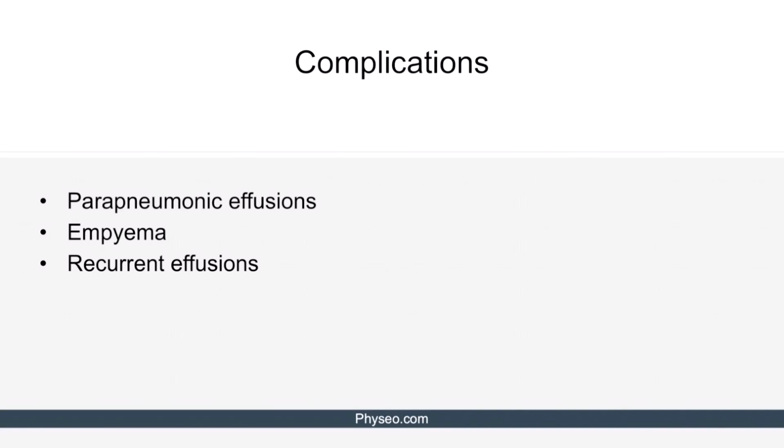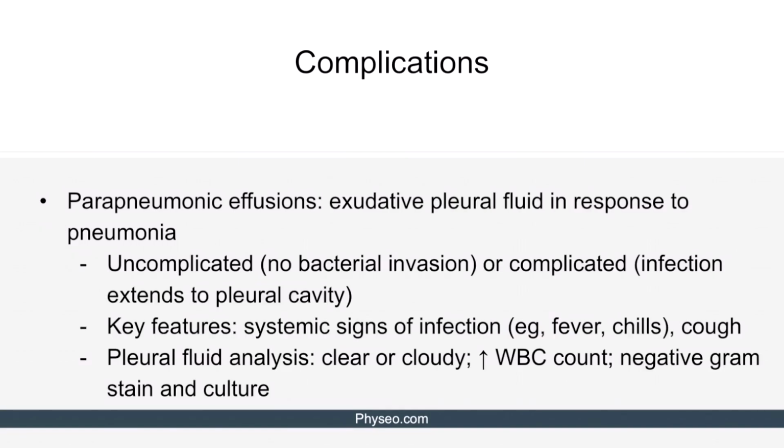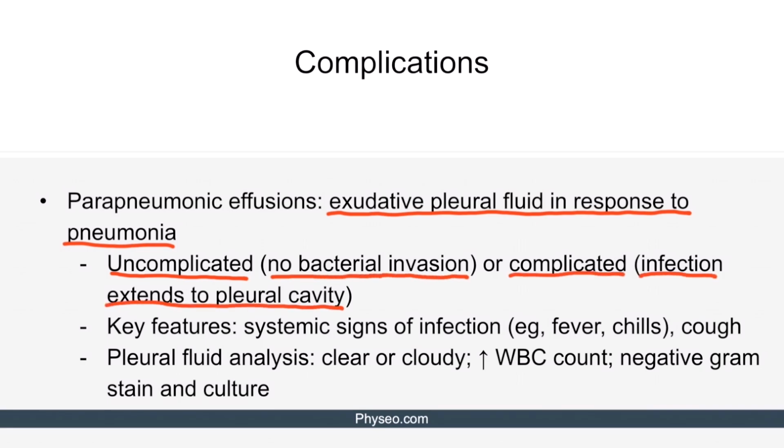Next, let's discuss some complications of pleural effusions, which include parapneumonic effusions, empyema, and recurrent effusions. Remember, these are extremely high yield for the boards. So with this in mind, let's begin with parapneumonic effusions. Parapneumonic effusions are exudative effusions that occur in response to pneumonia. They can be uncomplicated or complicated. It's very important to be able to distinguish these from each other, as well as from empyema, which we'll be discussing shortly. Uncomplicated effusions have no bacterial invasion. In complicated effusions, the infection extends to the pleural cavity.